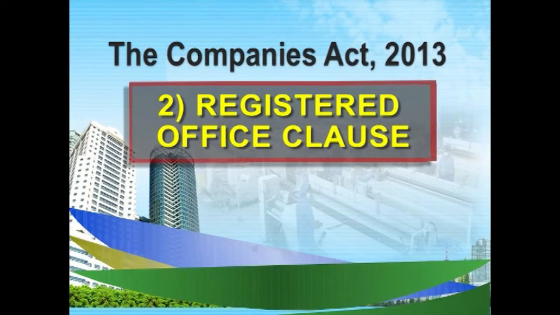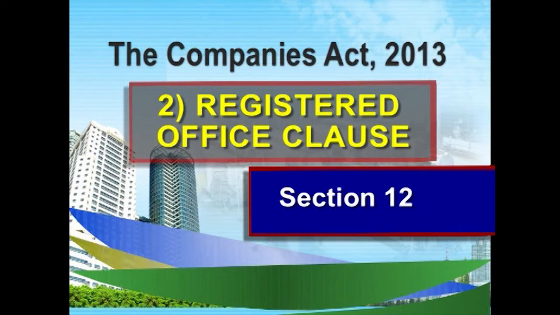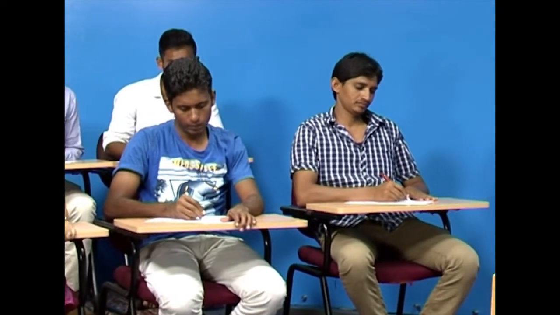2. Registered office clause. According to section 12 of the Act, the memorandum must specify the state in which the registered office of the company is situated. However, the company is not required to mention the exact address of the registered office. Within 30 days of incorporation or commencement of business, whichever is earlier, the exact place where the registered office is to be located must be decided, and notice of the location must be given to the registrar, who has to record the same. All official communications to the company must be addressed to its registered office only.